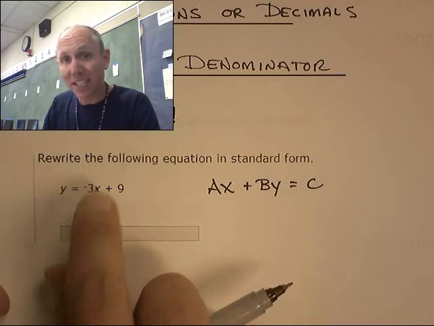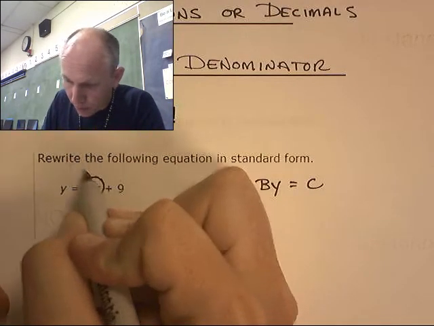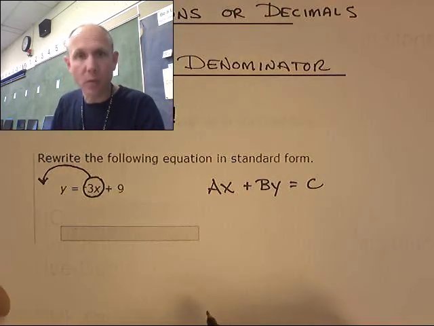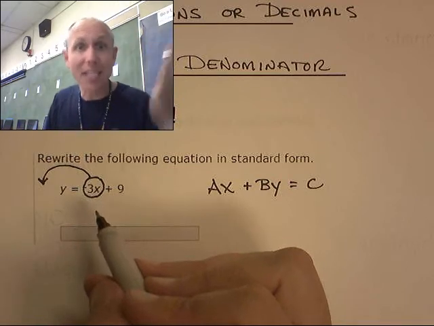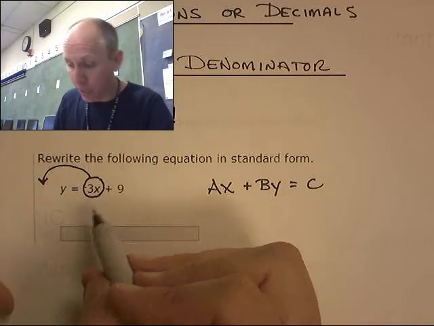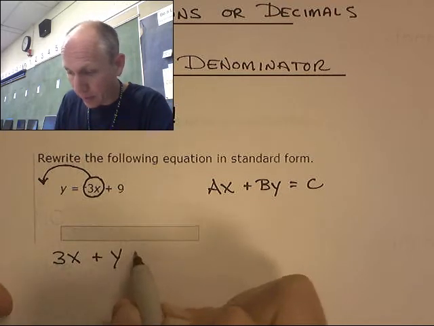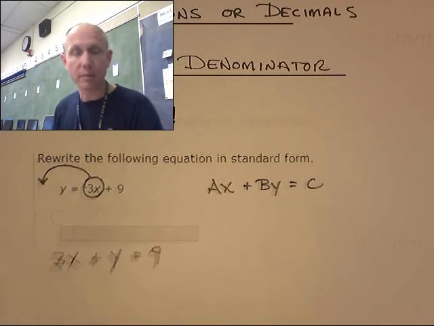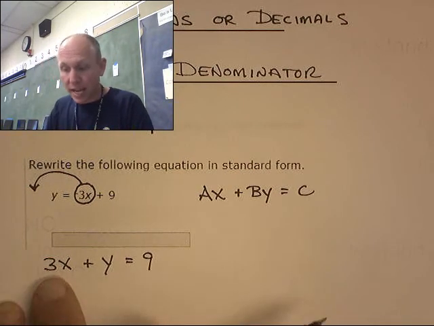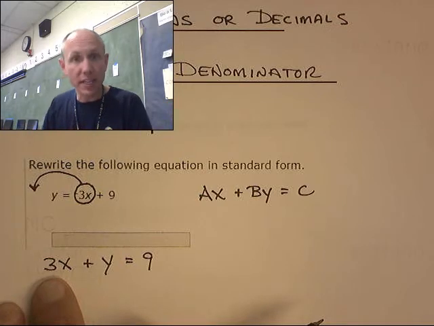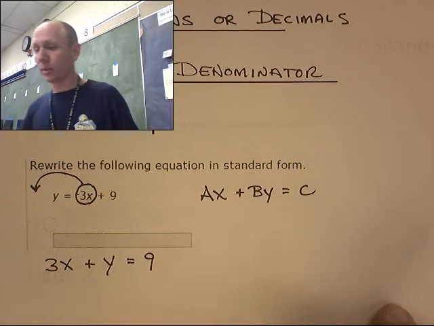The negative 3x is in the wrong spot. I need to pick him up and drop him in front of the y. He was a negative 3x. When I drop him, boing, he hits his head and becomes a positive 3x. So I have 3x plus y equals 9. Done. I have no fractions, and the number in front of the x, the a term, is positive, so I'm good. Great. Okay, another one.